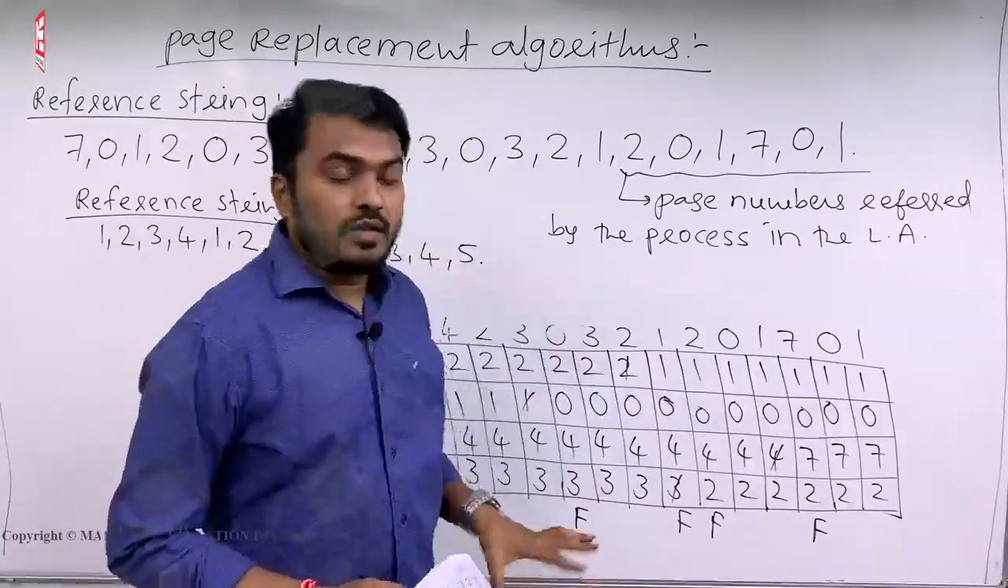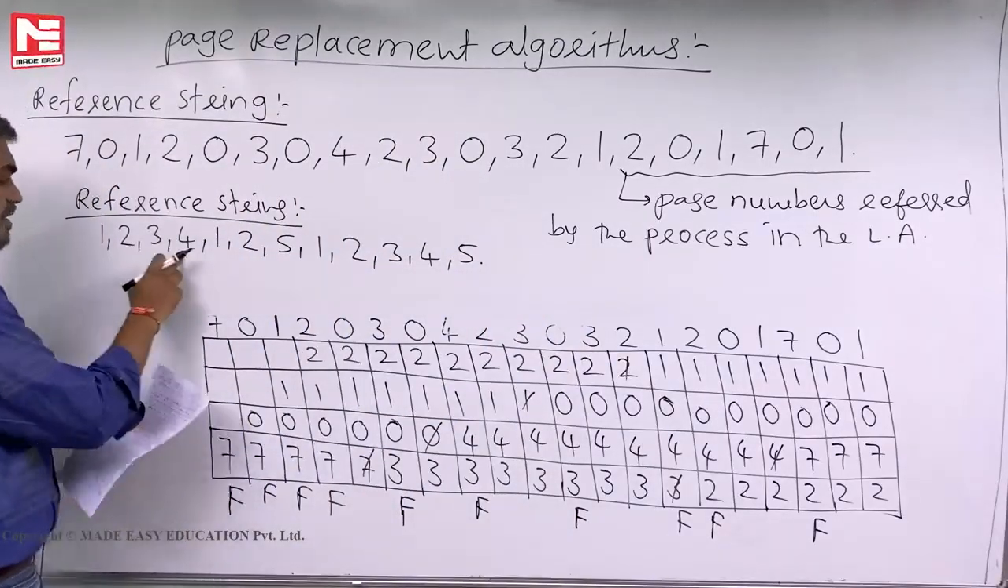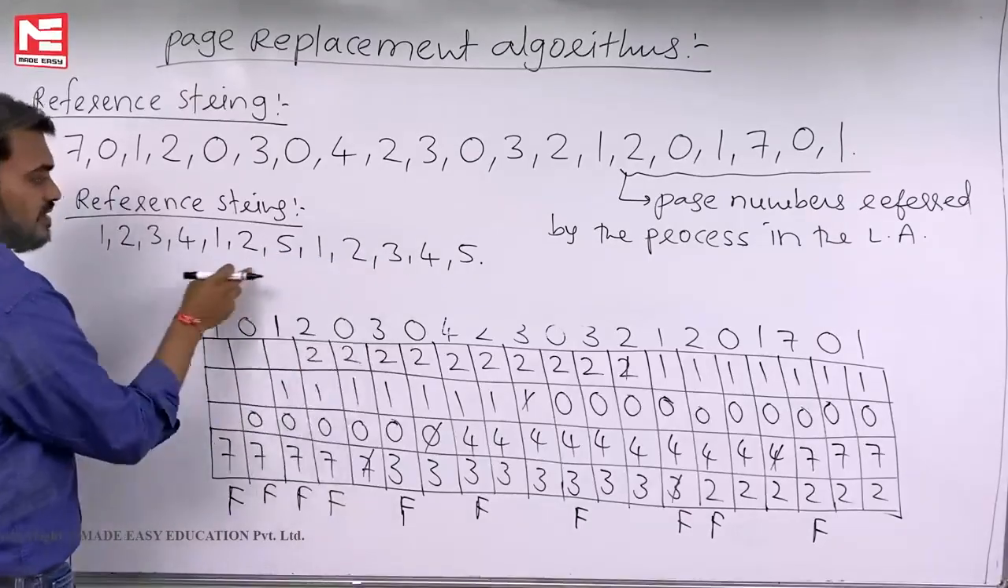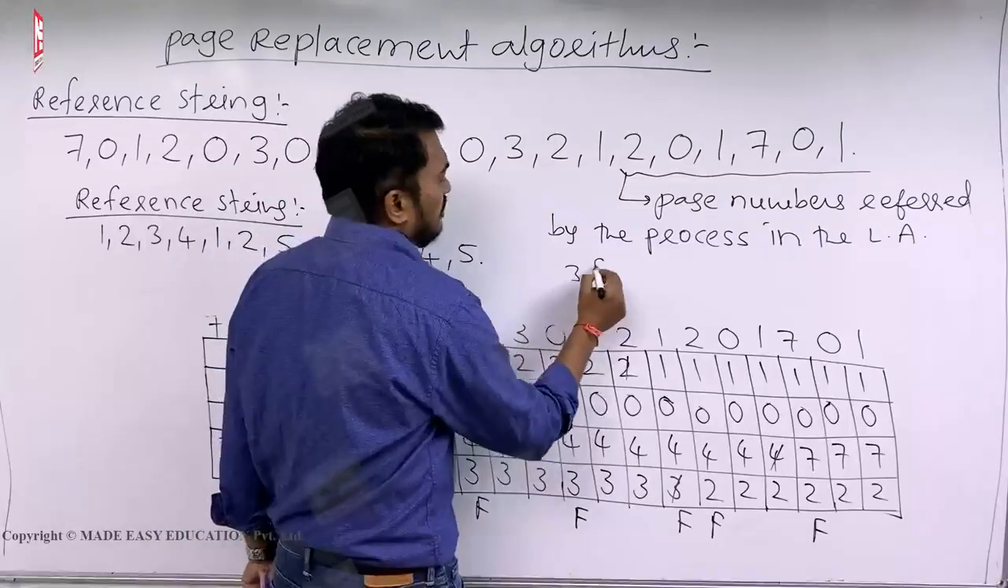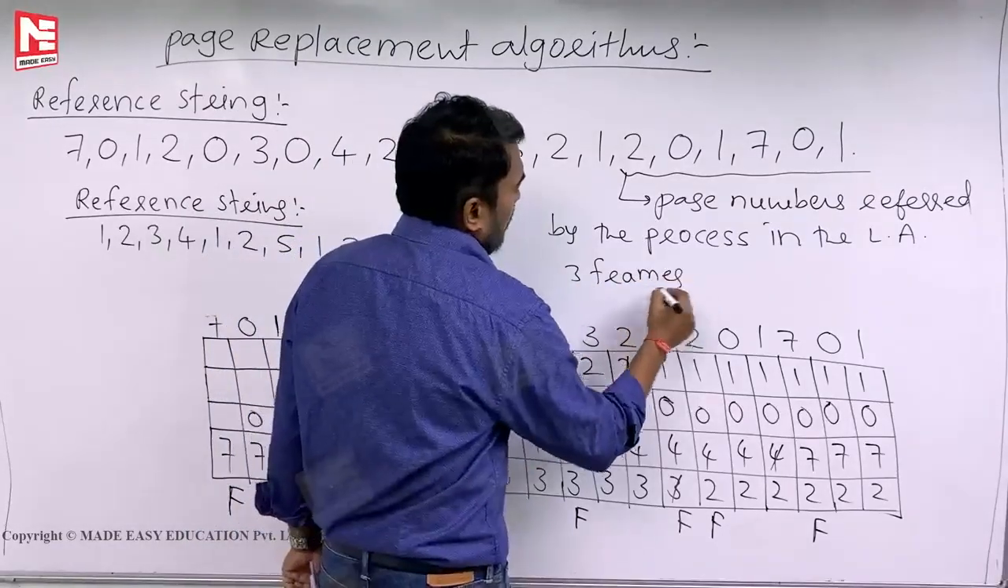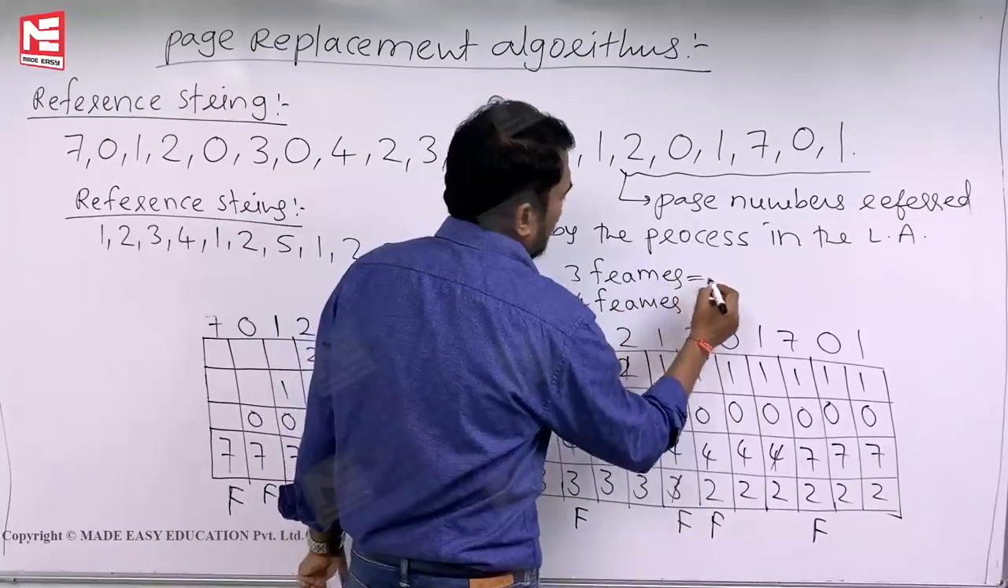After that question is done, now take the new question, this one: 1 2 3 4 1 2 5 1 2 3 4 5. Take this reference string and solve this by taking 3 frames and also 4 frames. Did everyone understand, right?